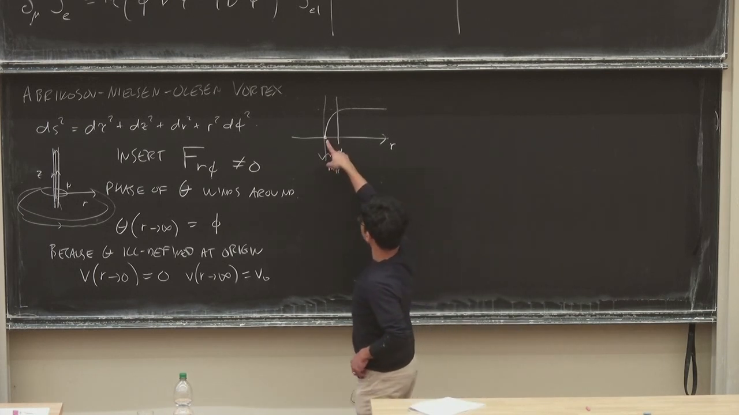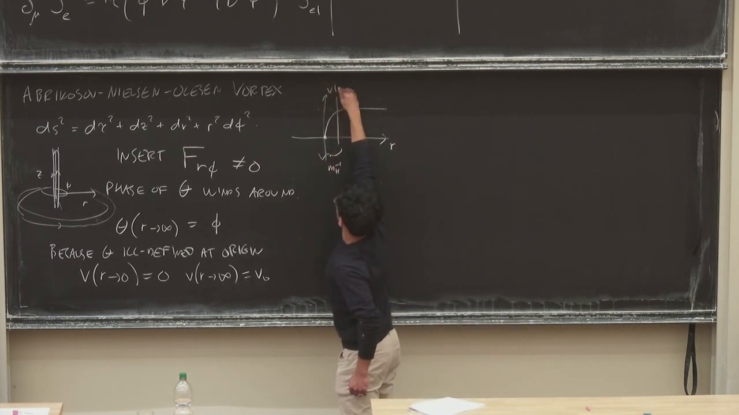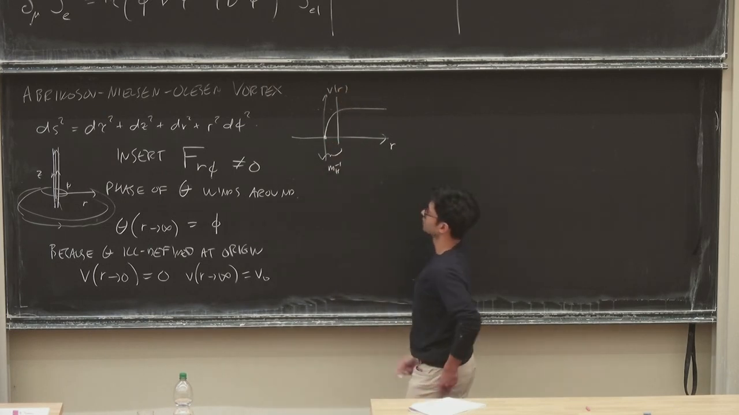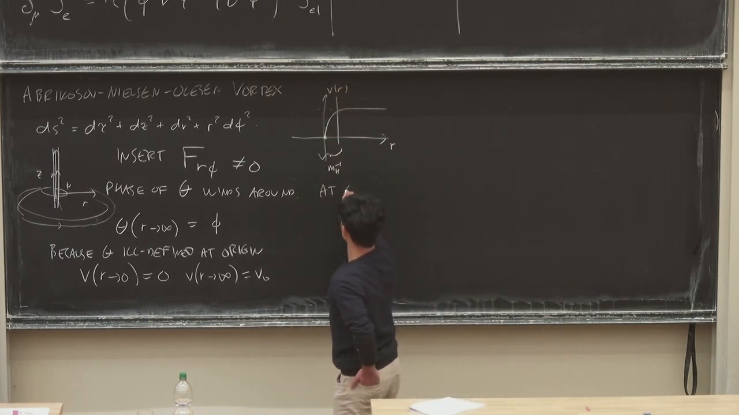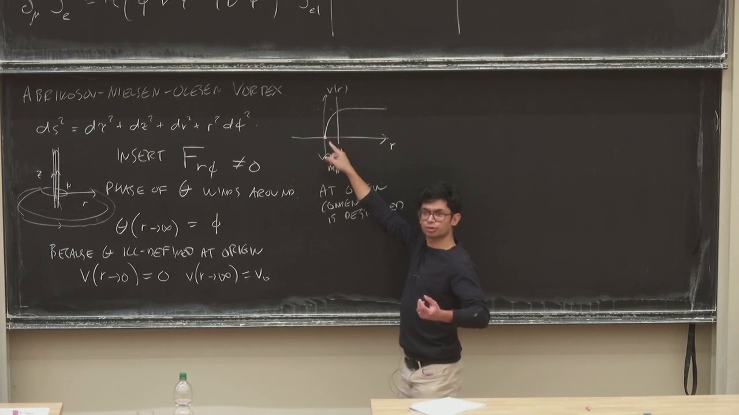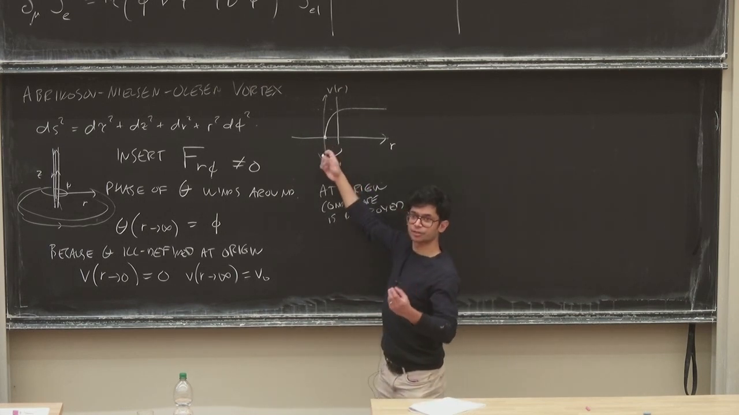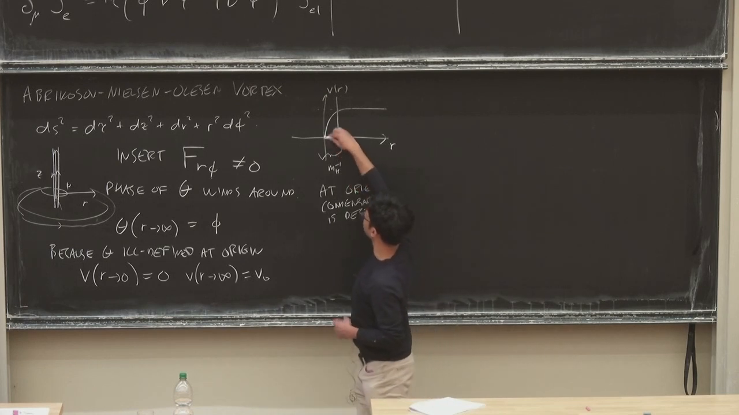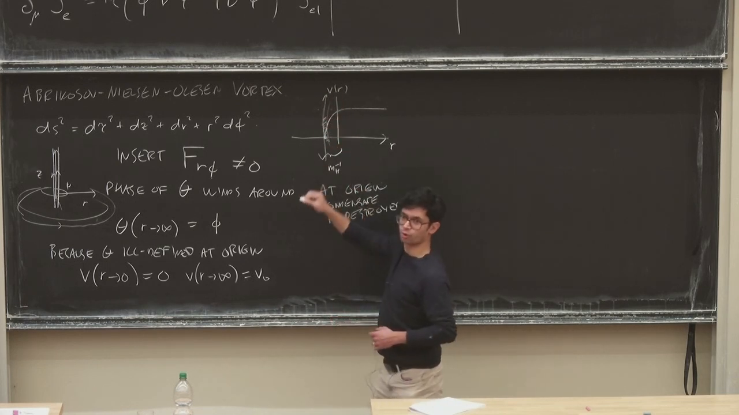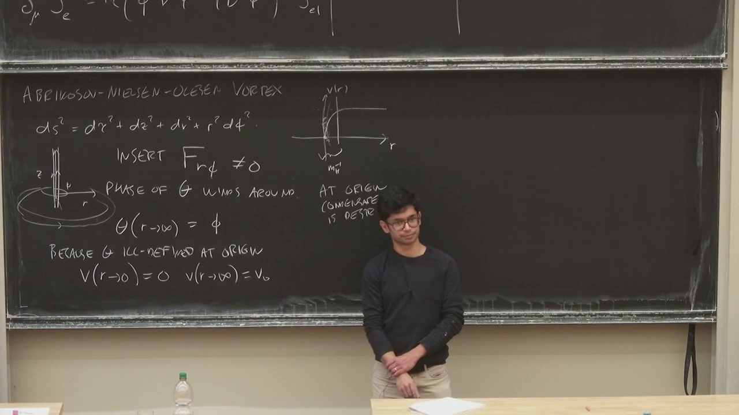So notice that at the origin, so this, by the way, is v of r, the magnitude of the scalar field. What's happening is that at the origin, the condensate is destroyed, right? V equals 0, the Higgs phase is destroyed, and you have like a little core where the vacuum reappears. And basically, you can trap your magnetic flux inside this little core. Okay? That's what's happening.